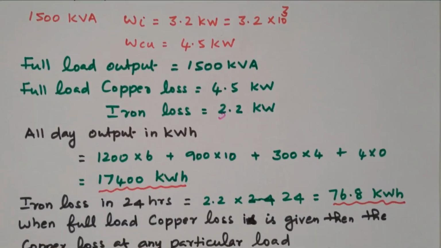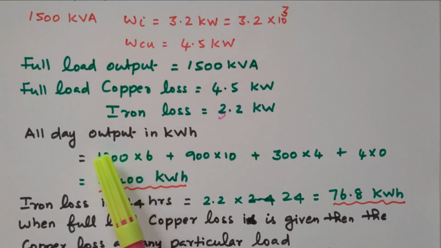For finding the efficiency, we need output and input power. So first we will find the all day output in kilowatt hour. From the tabular column, for the first 6 hours the output is 1200, for the next 10 hours the output is 900, for the next 4 hours the output is 300, and for another 4 hours the output is 0. These are multiplied by the hours. Finally, we got 17,400 kilowatt hour for 24 hours. So we calculated the output.